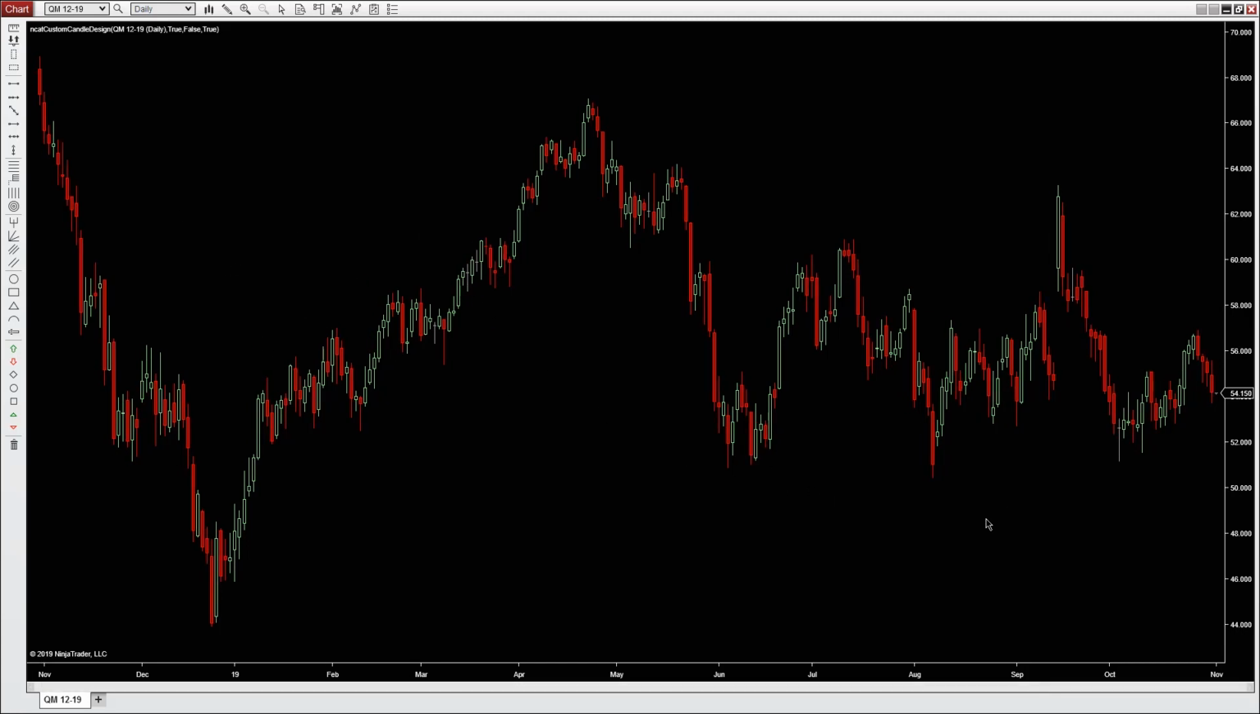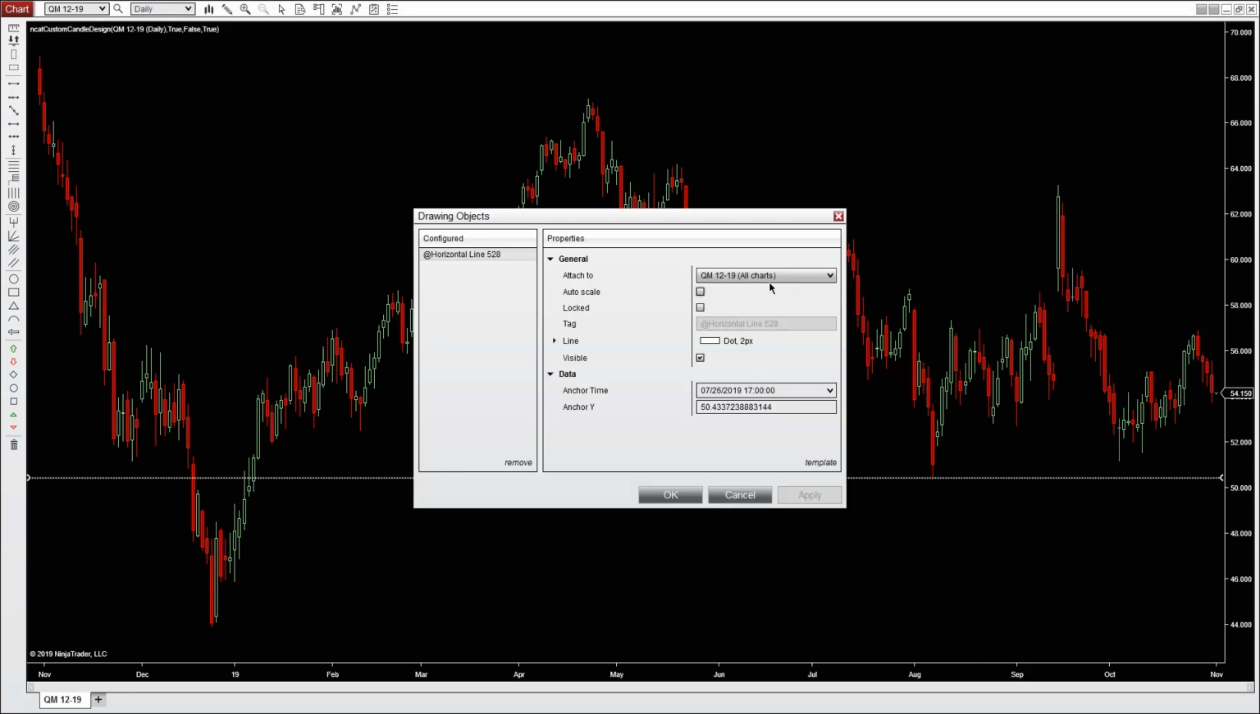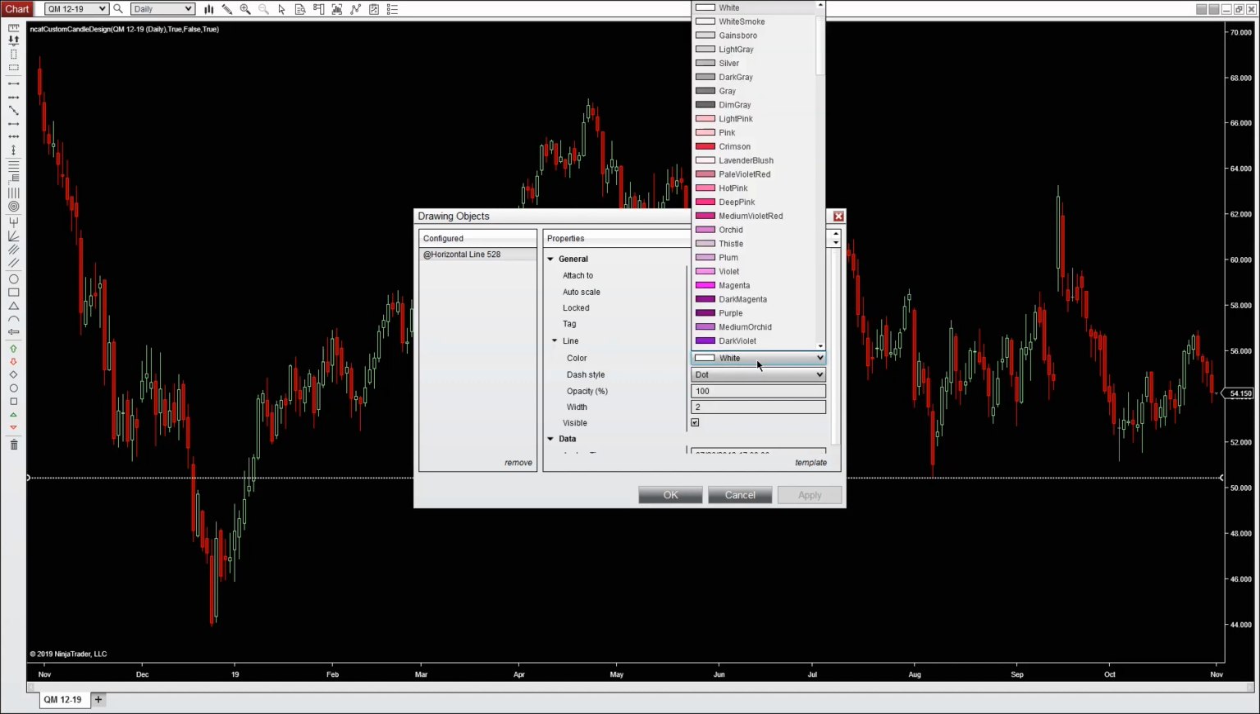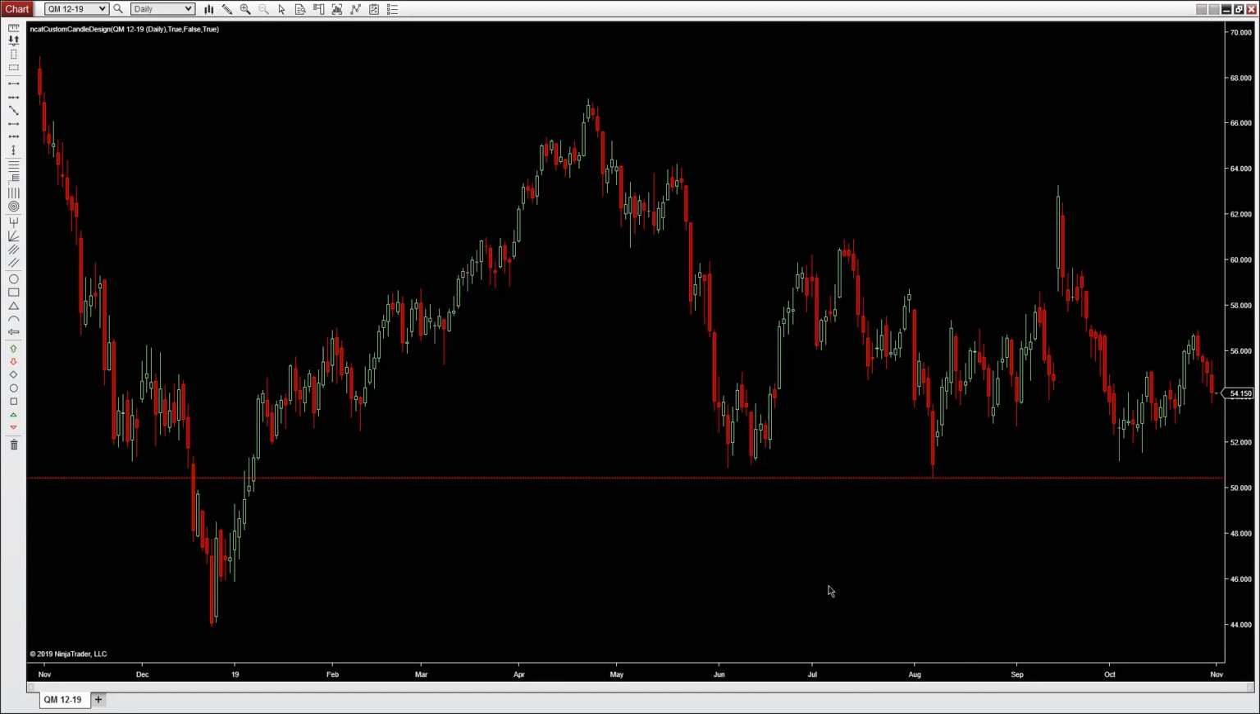Now, what I'm going to go ahead and do is find these key lows here, and I'm going to go ahead and go into the properties here and then change the color to red. So I know that they're very important levels that I want to go ahead and watch.